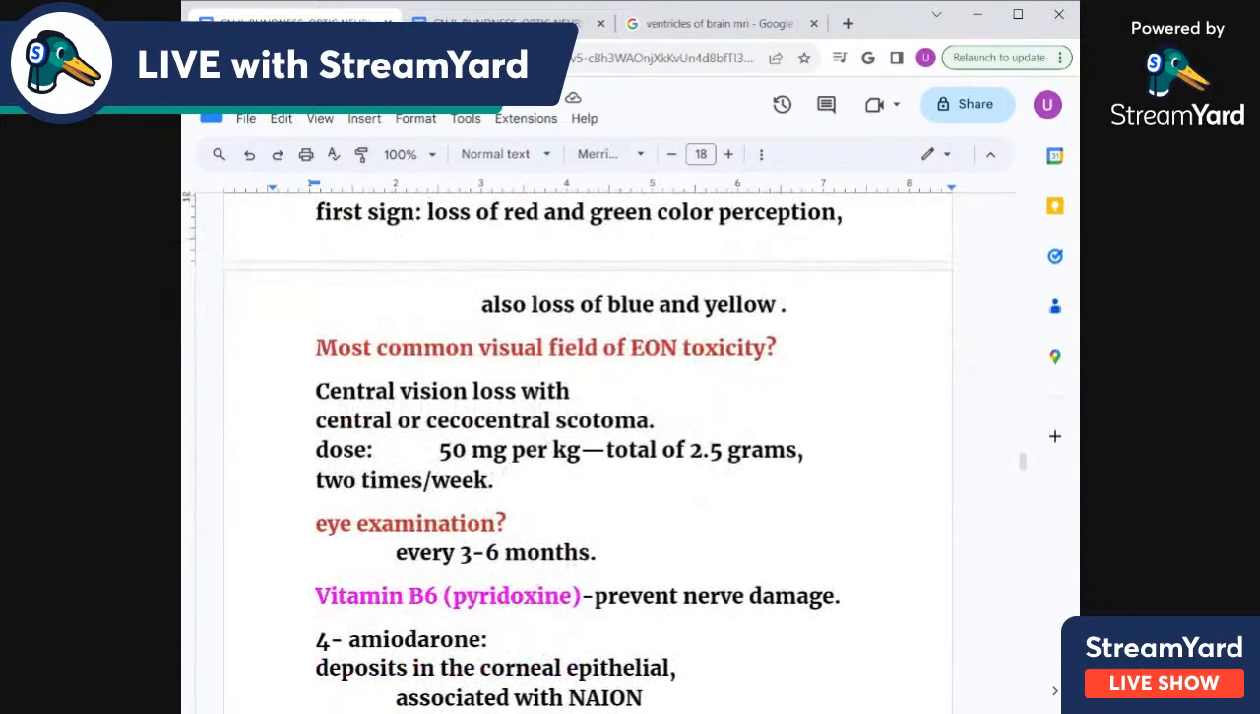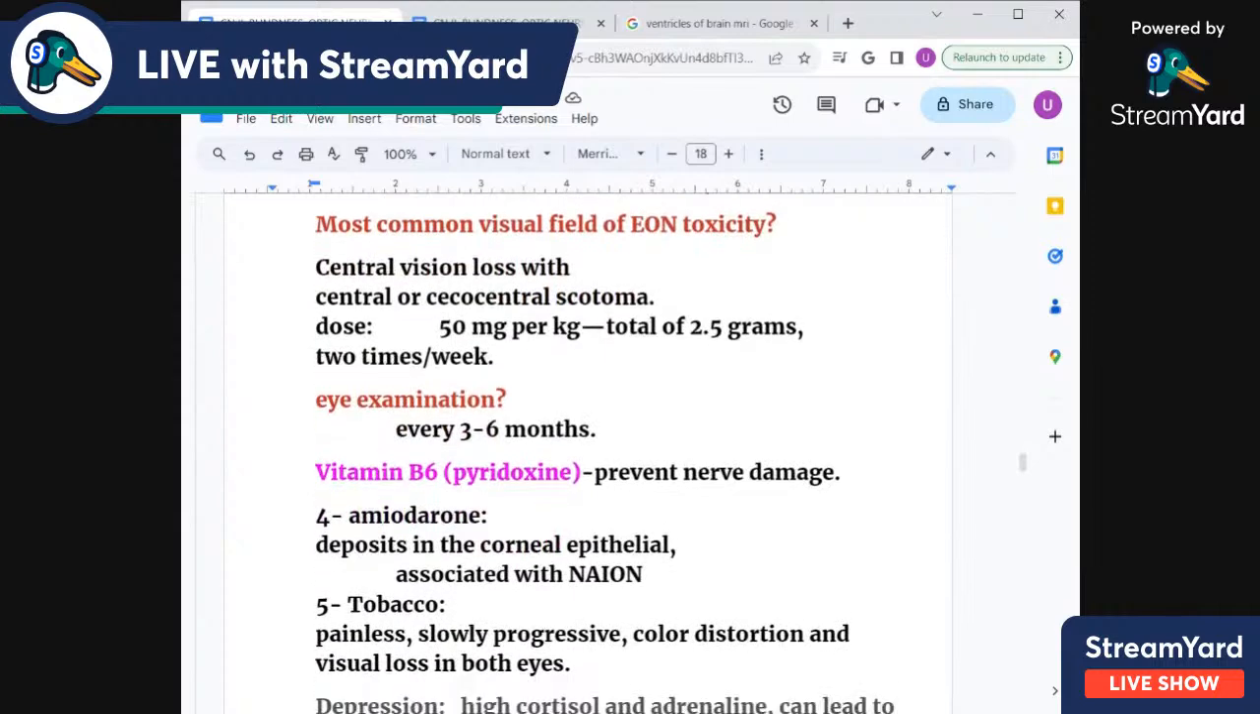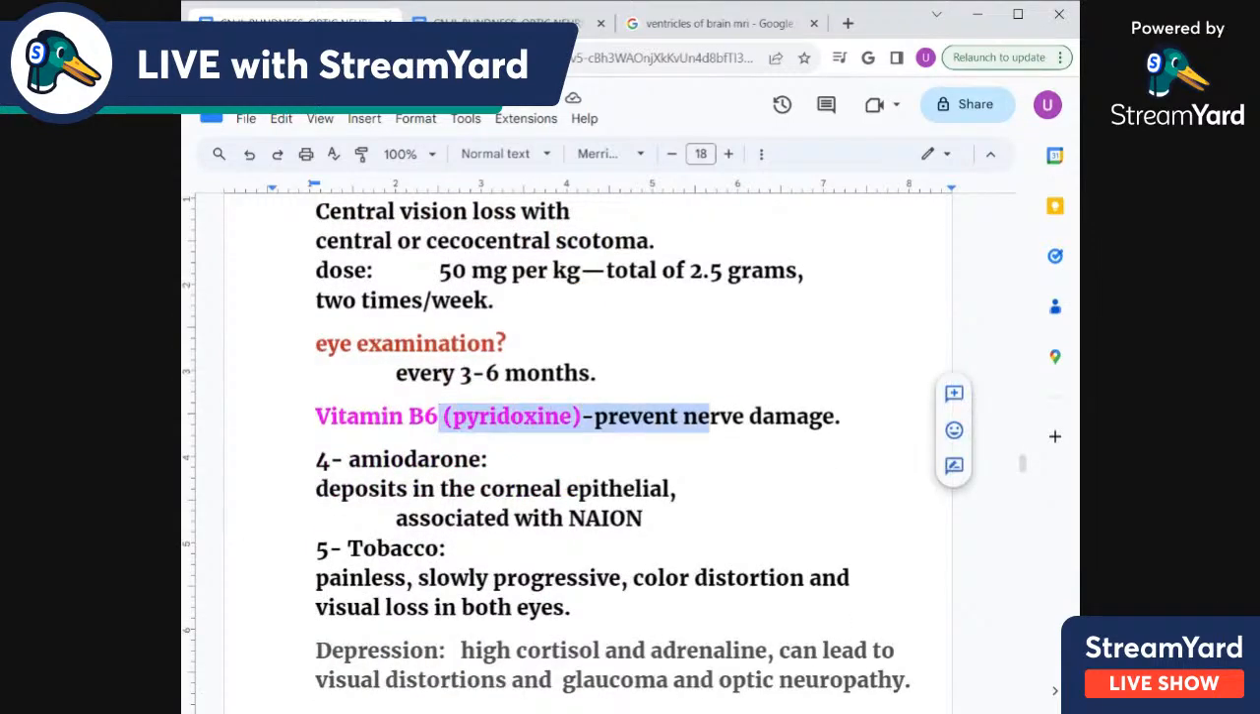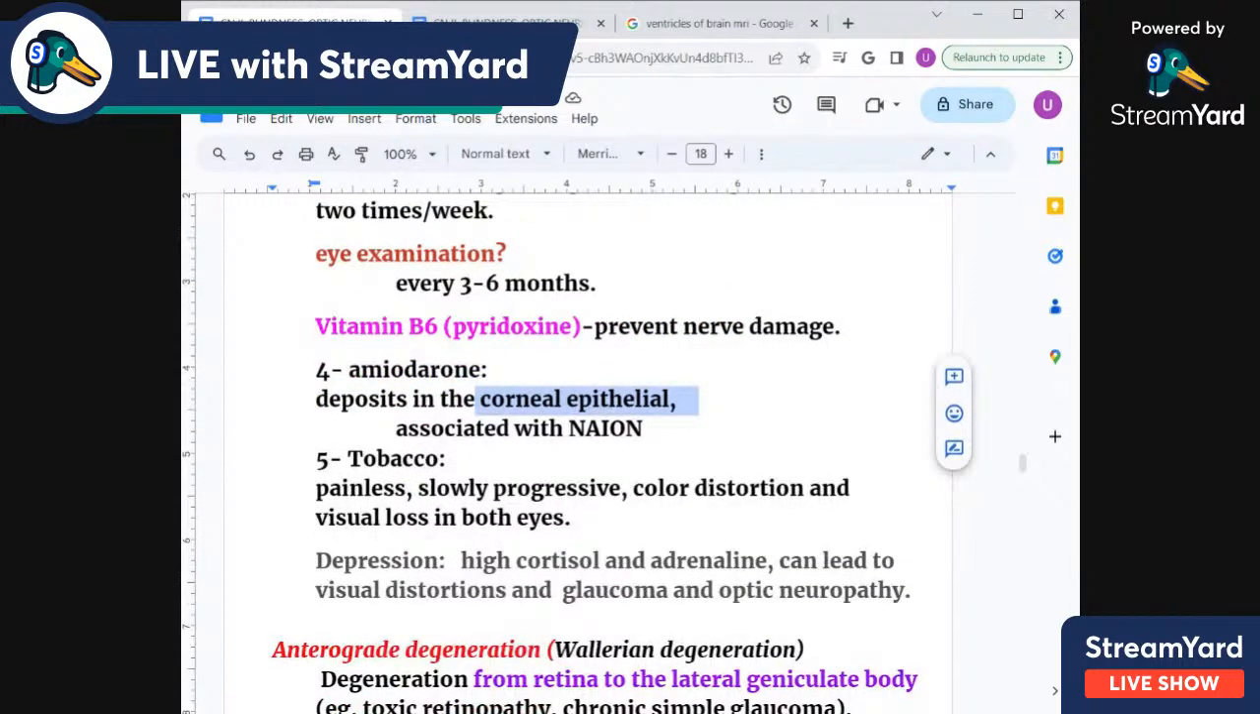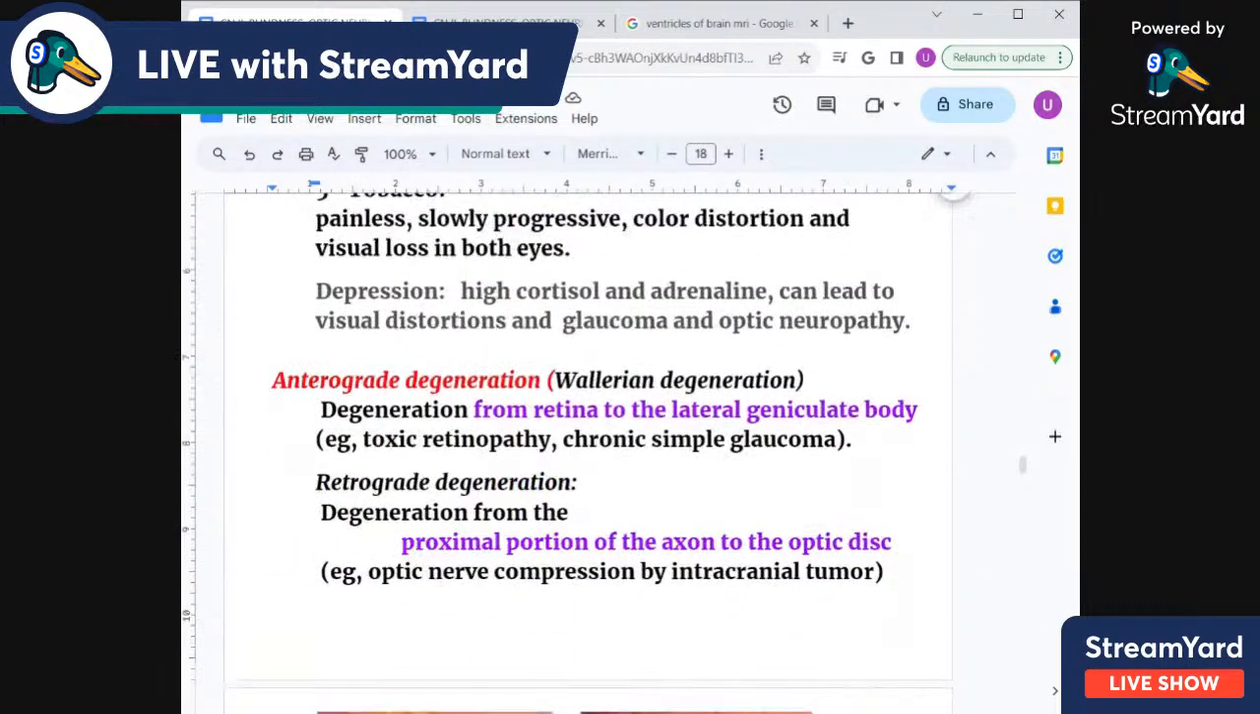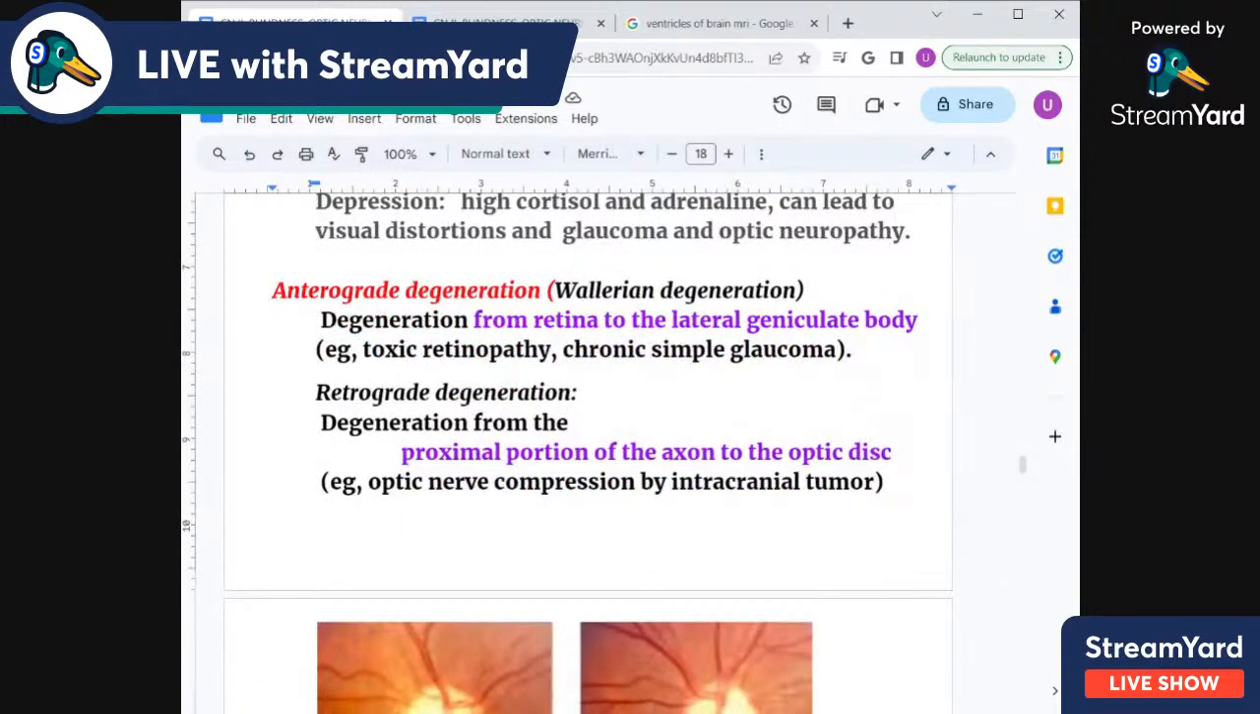Which vitamin is effective in preventing it? That's vitamin B6, pyridoxine phosphate prevents it. And the next drug is amiodarone, which is deposited in the cornea. And then tobacco also causes slowly progressive painless visual loss bilaterally. Then we have anterograde optic atrophy or Wallerian degeneration.